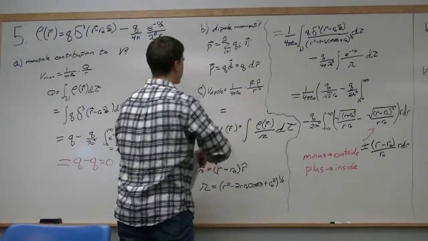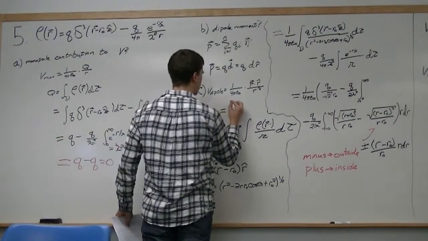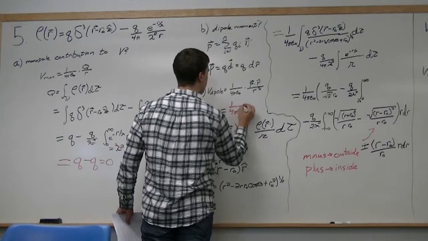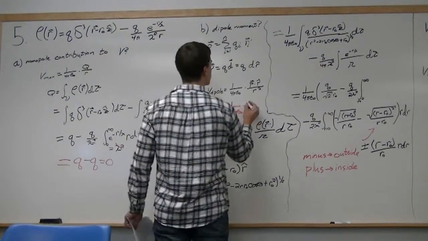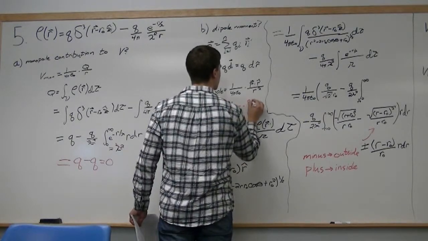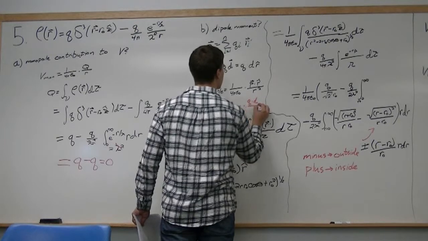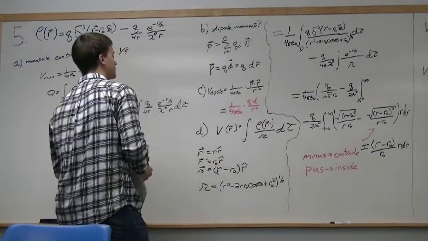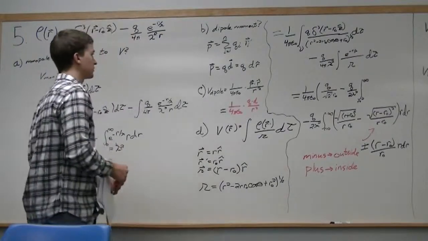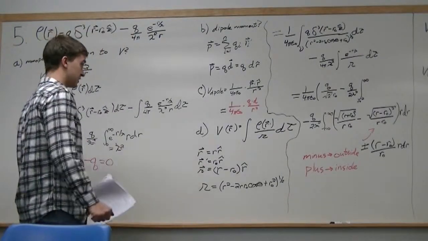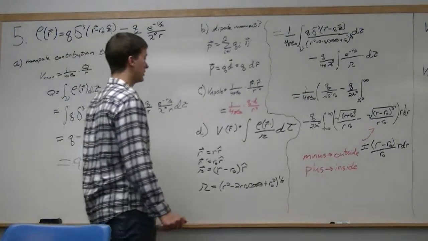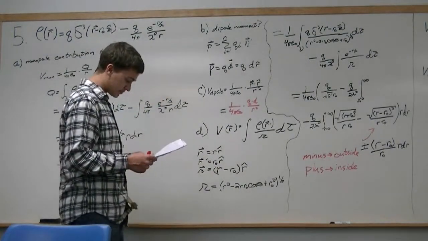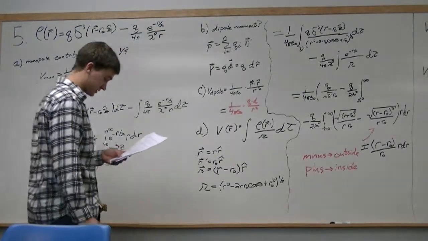equation, we end up with 1 over 4 pi epsilon naught times q times d over r squared, and those two r hats cancel out to just give us 1. Part D, the last part, says calculate the exact potential and compare your results from part C and D.